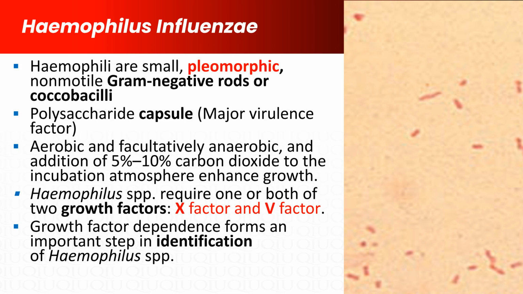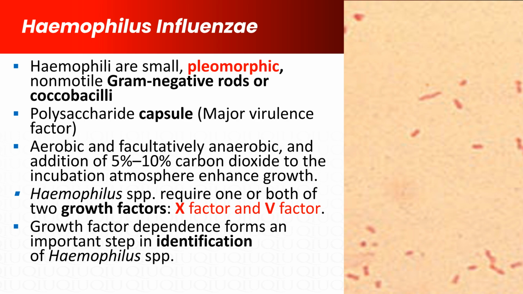They're aerobic and facultatively anaerobic. Adding 5 to 10% carbon dioxide enhances growth. Hence they are known as capnophils. Haemophilus species require specific growth factors, X factor hemin and V factor NAD. Different species require one or both factors, distinguishing them from one another.